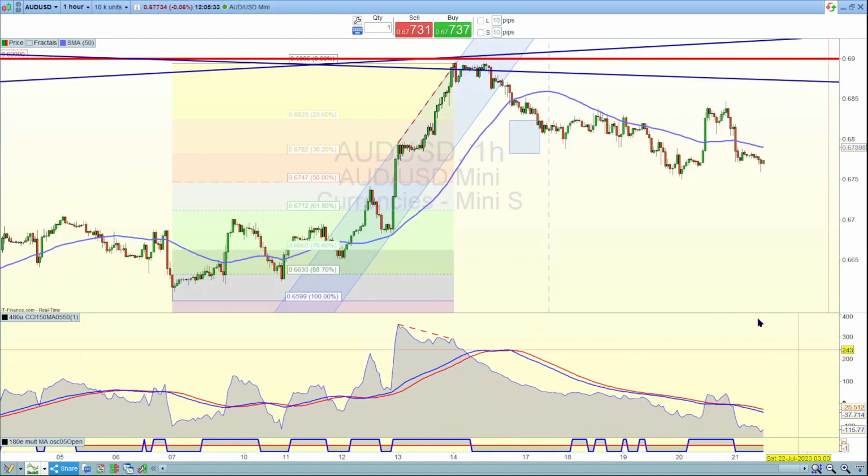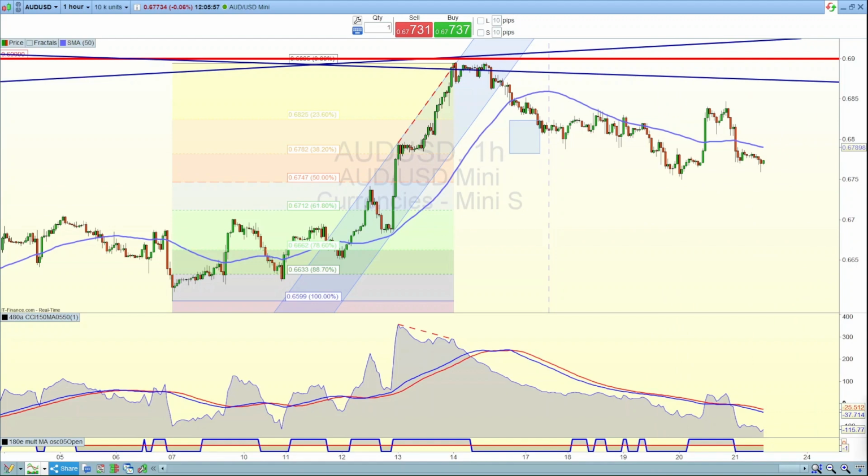And we look at the Aussie US. You can see there we had a bearish divergence on the CCI. The price hit this resistance up here, that was the 0.69 level, retraced back, broke below our entry point and hit our target at 23%, and actually fell lower, actually close to the 50% retracement.